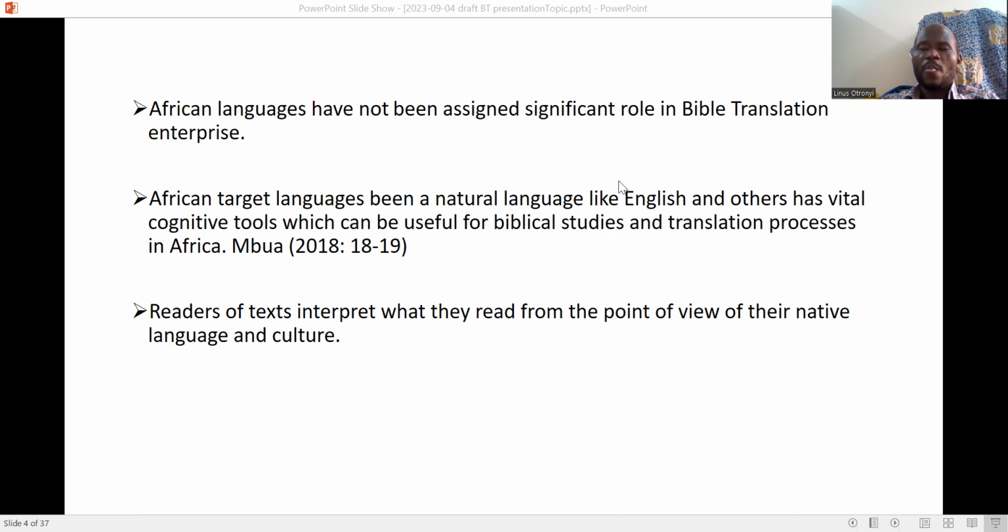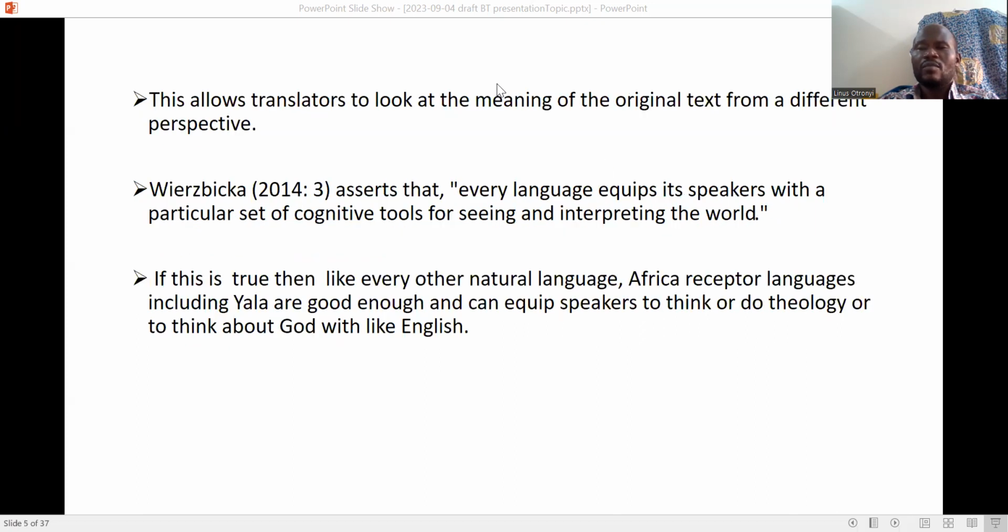Umboa 2018: Readers of texts interpret what they read from the point of view of their native language and culture. This allows translators to look at the meaning of the original text from a different perspective. Webster 2014 asserts, and I quote, "Every language equips its speakers with a particular set of cognitive tools for seeing and interpreting the world." End of quote. If this is true, then, like every other natural language, African receptor languages, including Yala, are good enough and can equip speakers to think or do theology, or think about God, like English or any other languages.